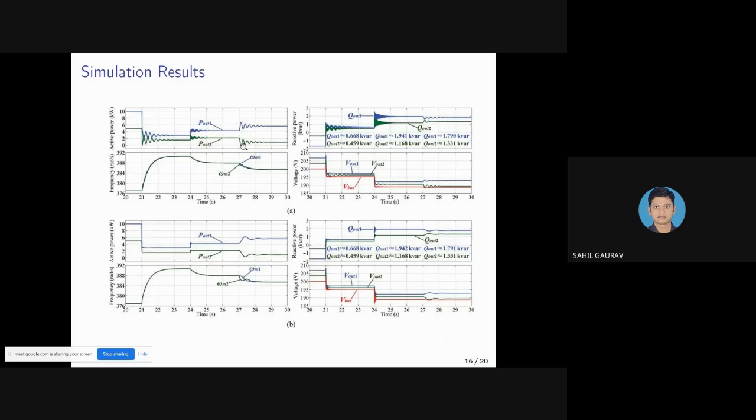But at 27 second, the disturbance oscillation has not been purely damped out because this is not a pure loading transition. At 27 second, we are just changing the active power sharing. So this is not a loading transition, and the oscillation has not been damped out in a proper manner.